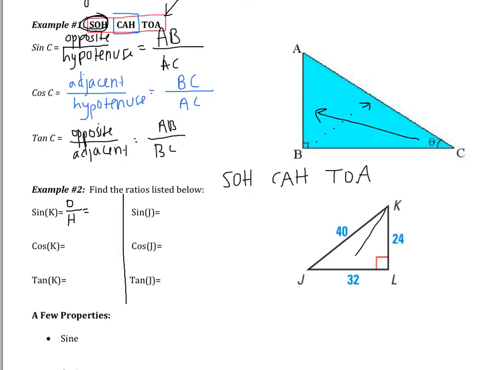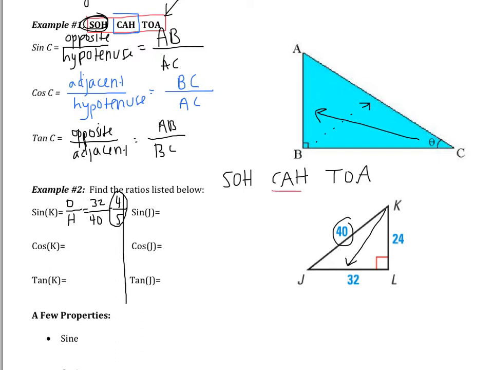The opposite side is 32. The hypotenuse is 40. So my ratio is 32/40, but I have to simplify that. Both are divisible by 8. So this becomes 4/5.